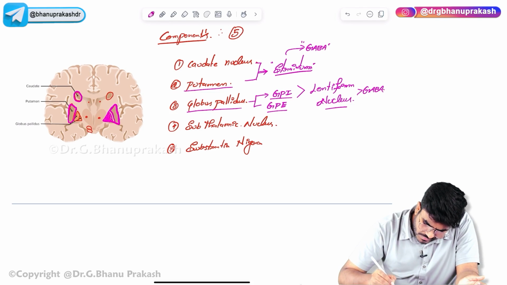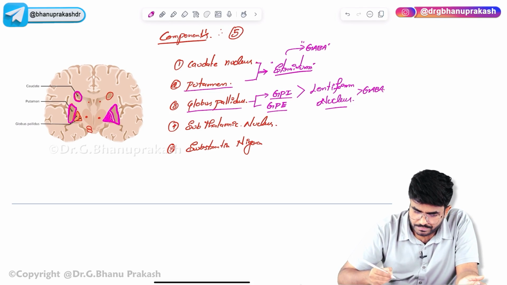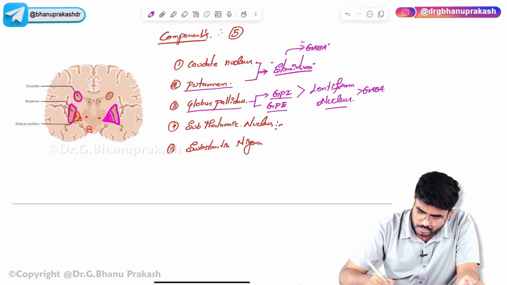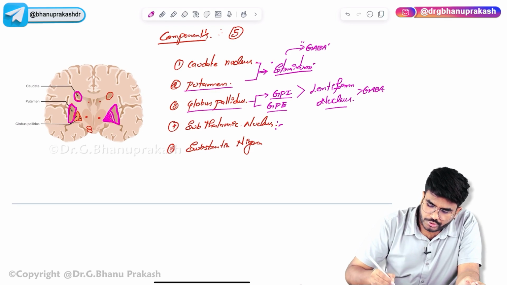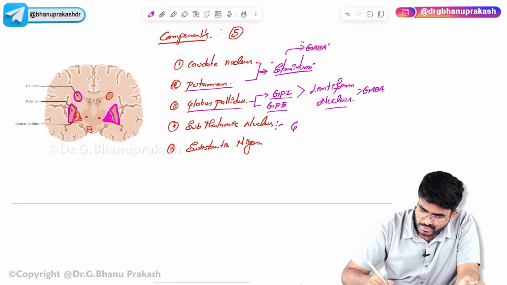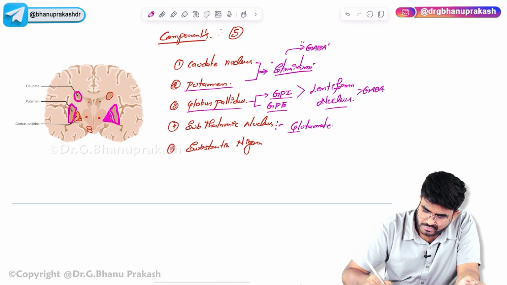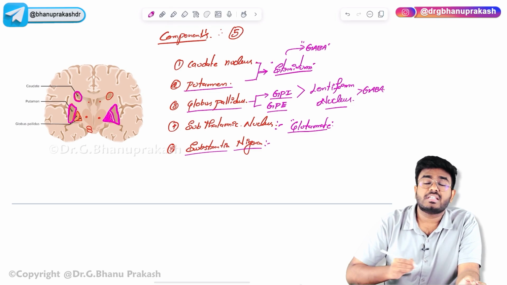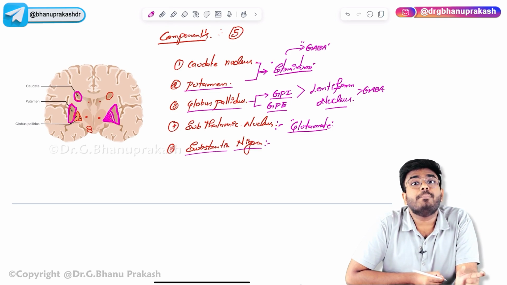And the before-last one, the subthalamic nucleus. See, the subthalamic nucleus is going to produce excitatory neurotransmitters like glutamate. Okay, it produces glutamate, which is an excitatory neurotransmitter. And the substantia nigra, which is present in the midbrain.